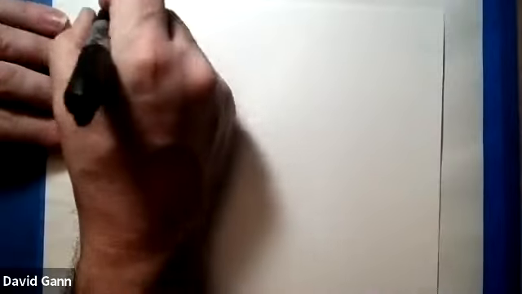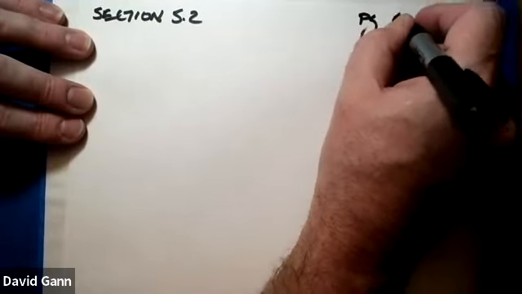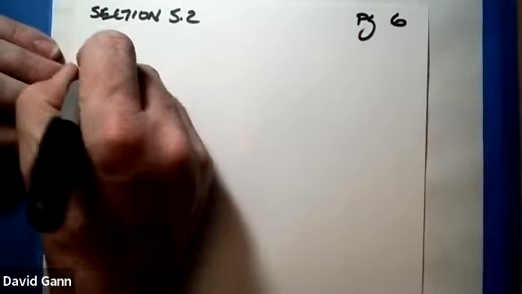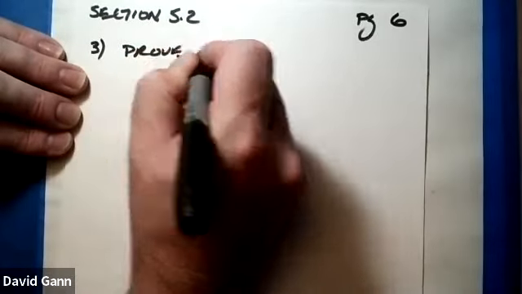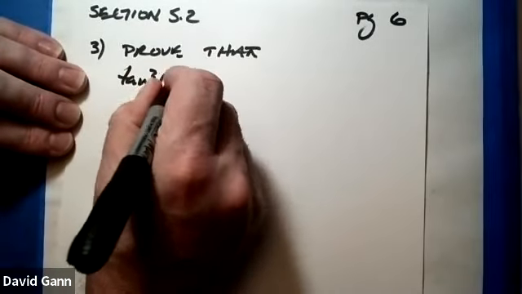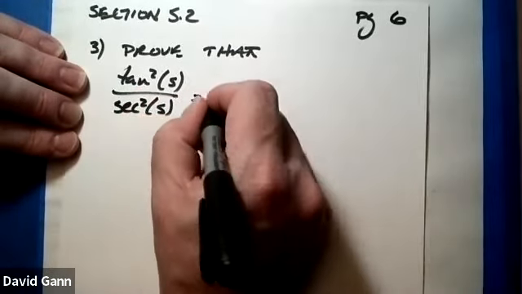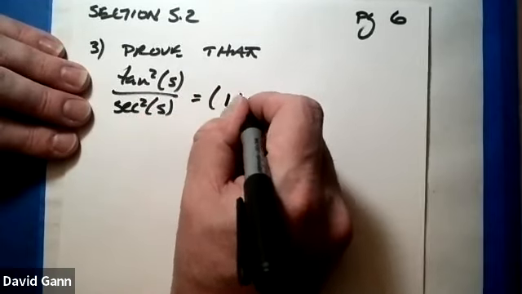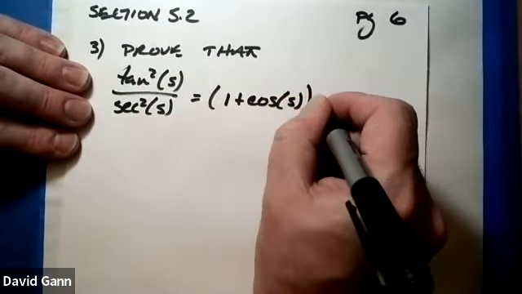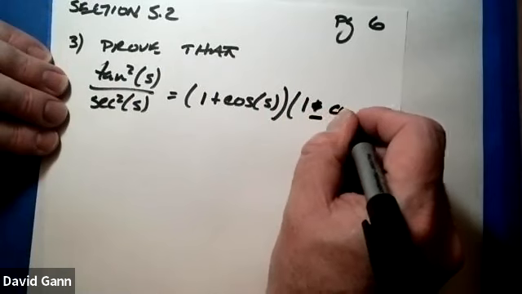Let me just start all over here. I'm running out of space. I'm not used to such a large marker. So section 5.2, page 6, example 3. Prove that the expression tangent squared of S over secant squared of S is equal to the product 1 plus cosine of S times 1 minus cosine of S.